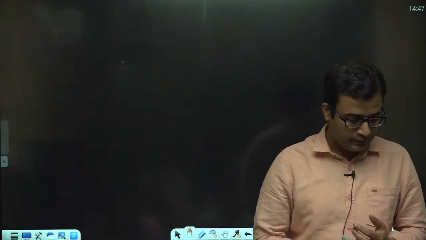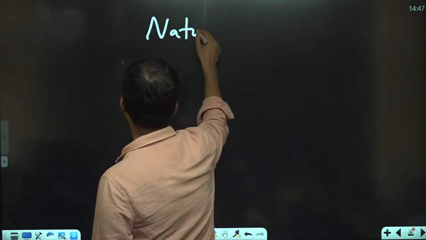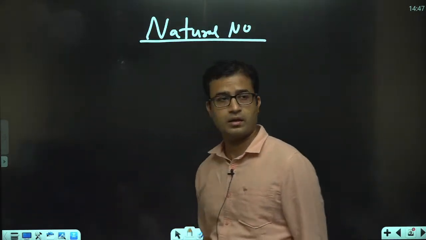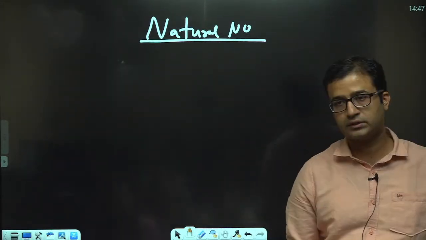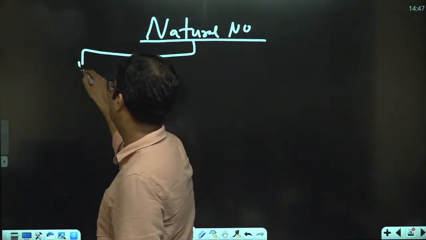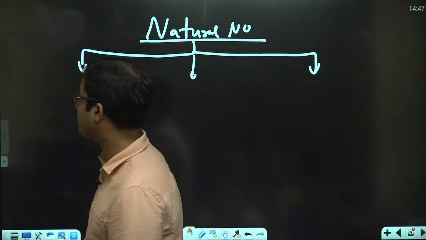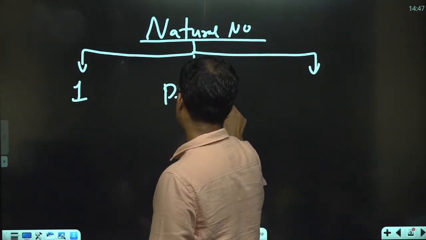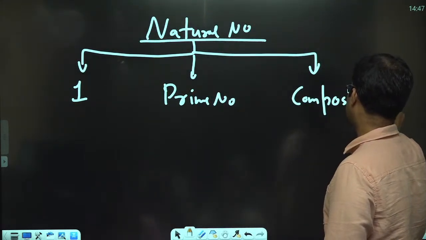Prime number, okay. All of you know natural numbers? Natural numbers: 1, 2, 3, 4, 5, 6. We categorize natural numbers into three parts: one, prime numbers and composite numbers.